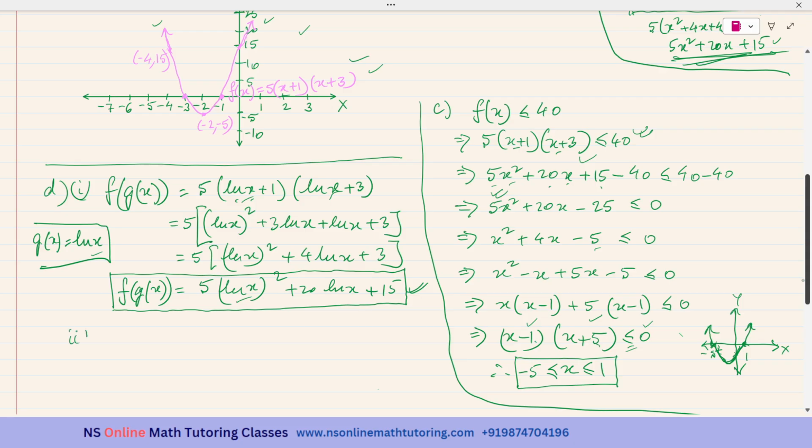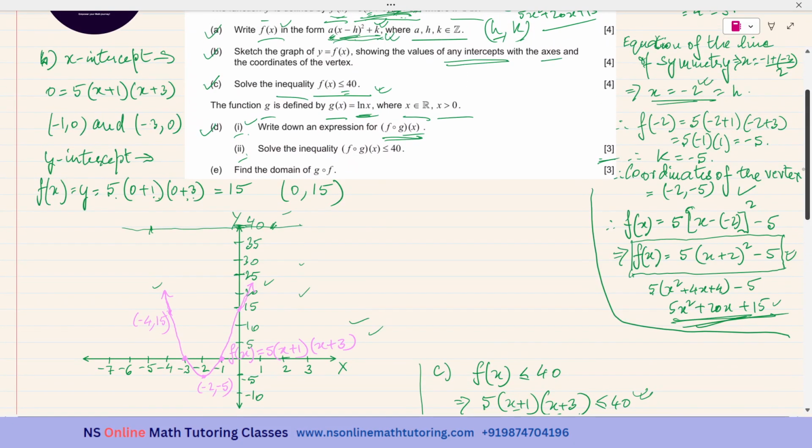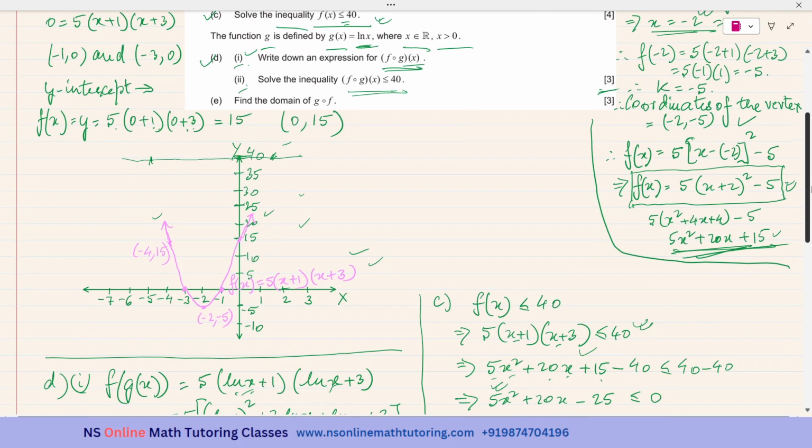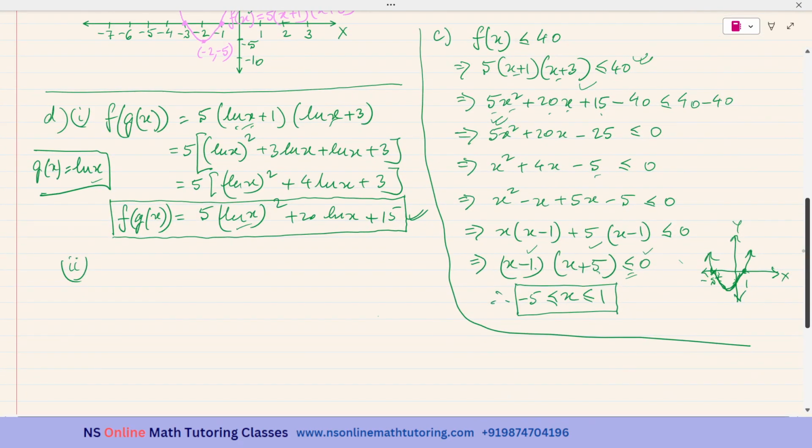And coming to the ii subpart, solve the inequality f of g of x is less than or equal to 40. So again, it will be the same. In place of x is greater than or equal to -5 but less than or equal to 1, you will be having ln of x is greater than or equal to -5 but less than or equal to +1. Okay, I don't think that you have to solve the entire thing, this equation again. You can at least write the inequality once.